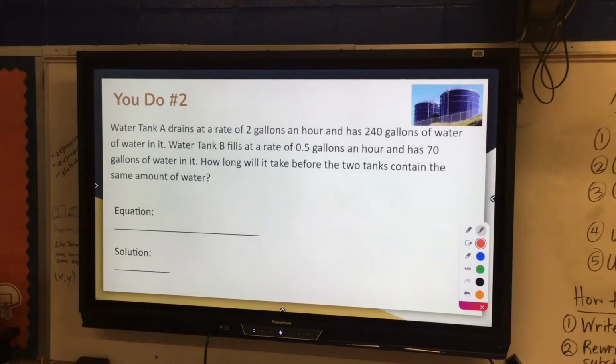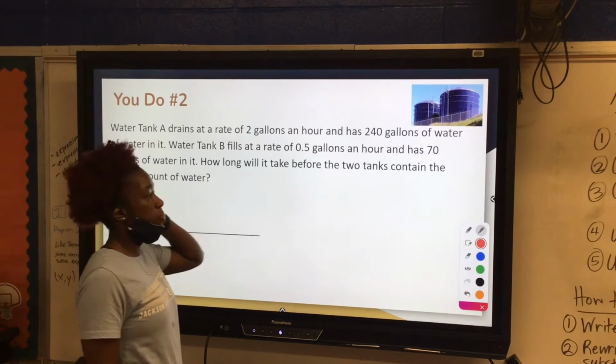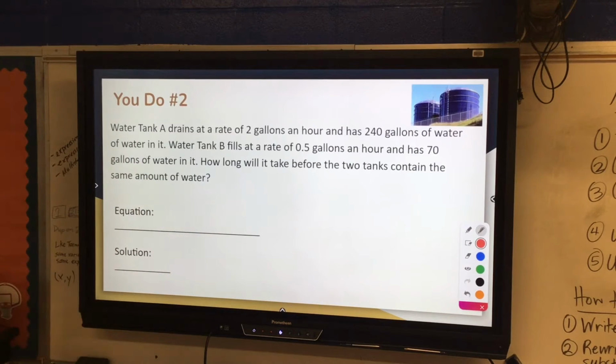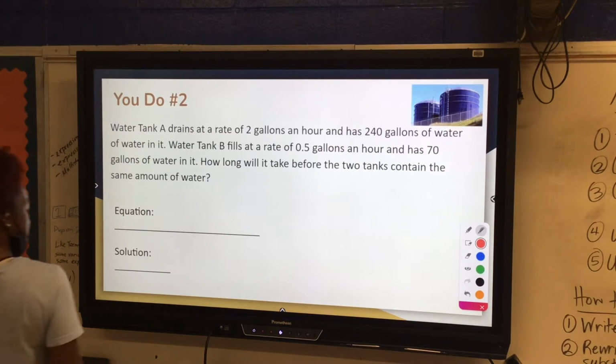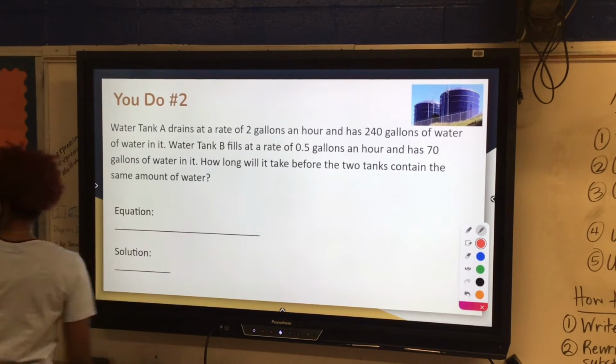Second one. You can pause at this time and work it out. Water tank A drains at a rate of 2 gallons an hour and has 240 gallons of water in it. Water tank B fills at a rate of 0.5 gallons an hour and has 70 gallons of water in it. How long will it take before the two tanks contain the same amount of water?